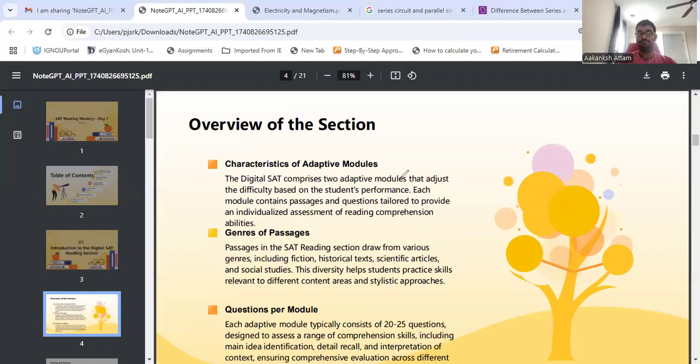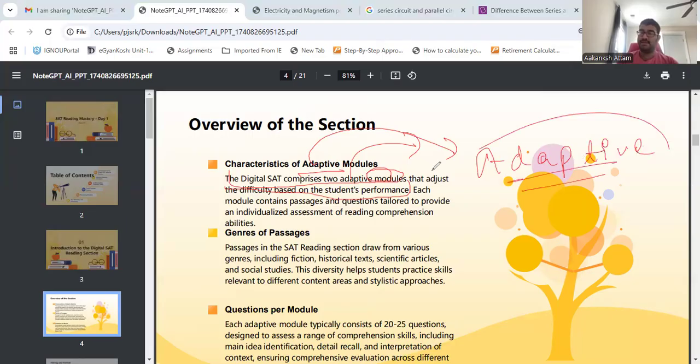When it comes to digital SAT, it comprises two adaptive modules that adjust the difficulty based on the student's performance. So, based on your performance, the modules adapt. What do you mean by the word adaptive? Adaptive means it adjusts to your skill level. If you're able to do well, then it's going to increase the difficulty level. That's exactly what an adaptive module is all about.